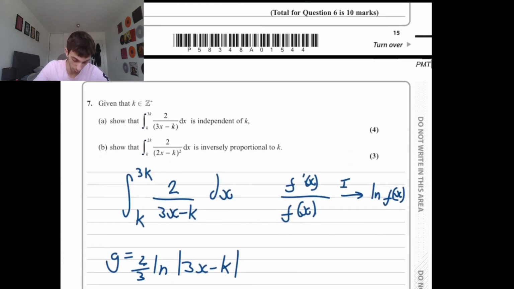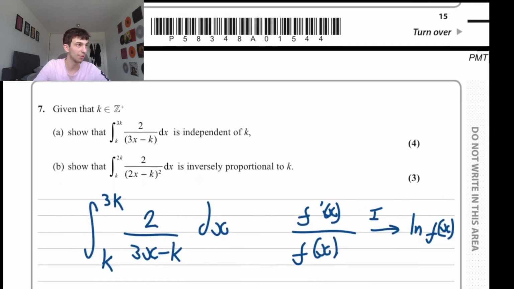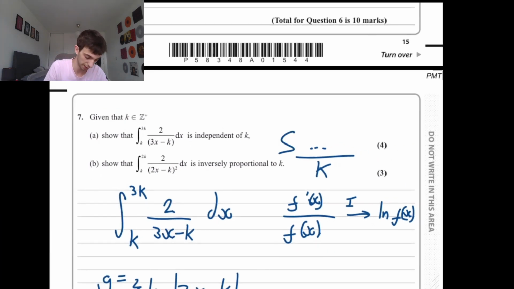Okay, so looking at part B, we have to show that the definite integral, once again, upper limit 2k, lower limit k, of 2 over (2x minus k) squared dx, integrating with respect to x, is inversely proportional to k. Inversely proportional to k, all this means is we're going to have something on the numerator over k. So our answer wants to be something with k in the denominator, looking exactly like this.